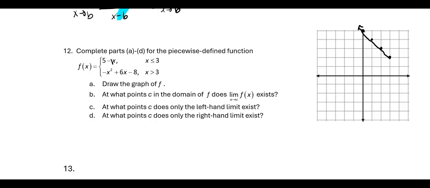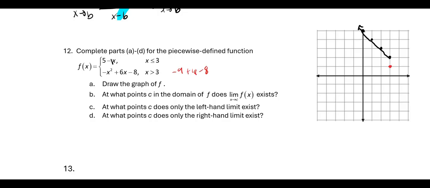Not the best drawing, but anyway, I'm going to use another color. I'll go red. If I plug in 3: 3 squared is 9, so negative 9, plus 18 minus 8. Negative 9 minus 8 is negative 17. 18 minus 17 is 1. So 3, 1. Boom, right there.